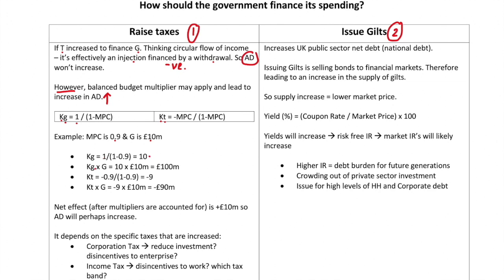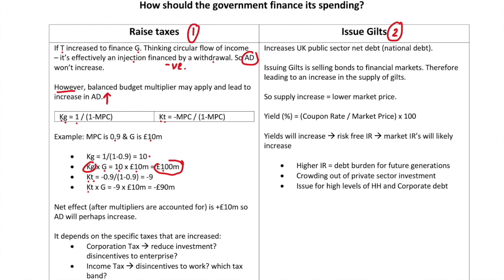And then if we took that number we've calculated, 10 being the multiplier from government spending, and we times it by the government spending here of 10 million, then 10 times 10 is 100. So we've got 100 in terms of the overall effect of government spending, including the multiplier. Now, on the other side, if we look at the multiplier for taxes, so if we took here minus 0.9, we just chuck in the MPC, divided by 1 minus 0.9, that comes to minus 9. So the multiplier for taxes is negative 9. Obviously, it's negative because it's going to be a withdrawal.